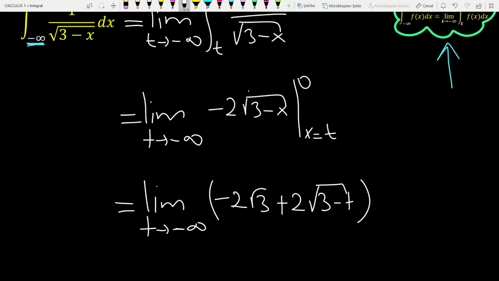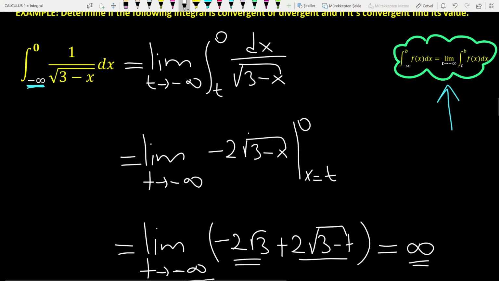Okay. So what is this integral? Of course, this is a number. When t tends to minus infinity, you have an infinity here. This is why the result is infinity. What does it mean? If the limit is infinity, the given improper integral is called a divergent integral.